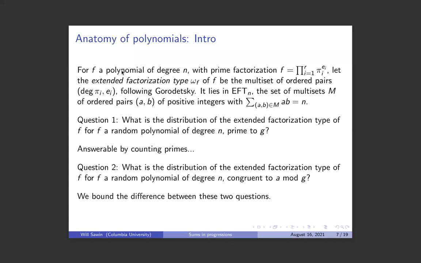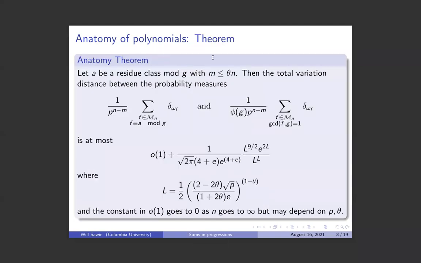You have to understand how different kinds of polynomials behave in progressions. And so the result I'm going to give on the next slide is a bound for the difference between these two progressions. We're going to keep a lot of the notation from the previous theorem. So we're still going to have polynomials of degree n, g a square free modulus of degree m less than or equal to theta n for a real number theta, and we'll have a residue class a mod g.